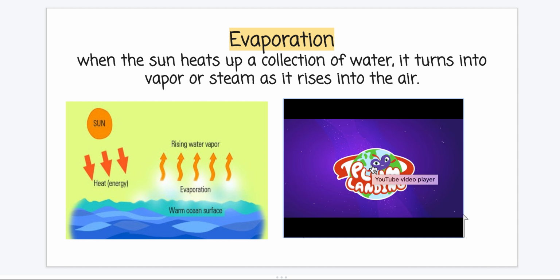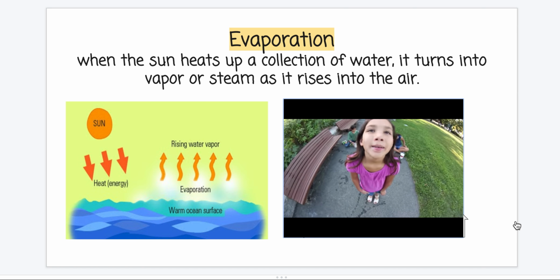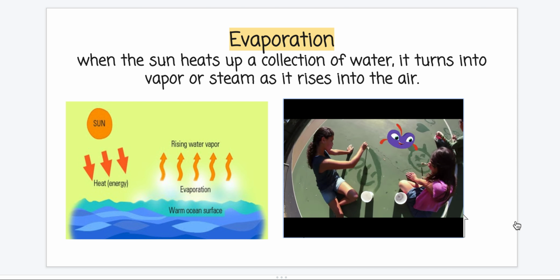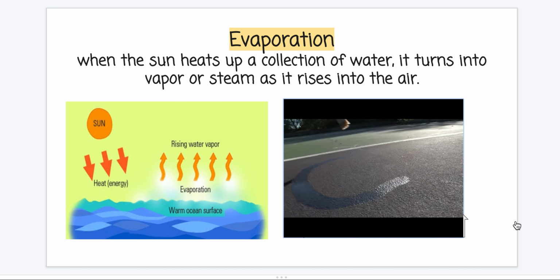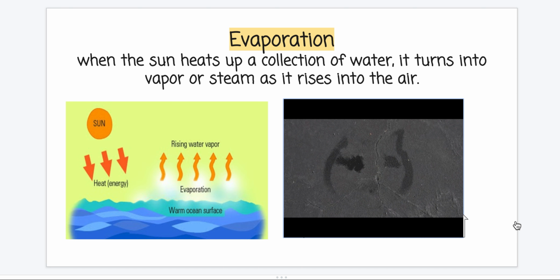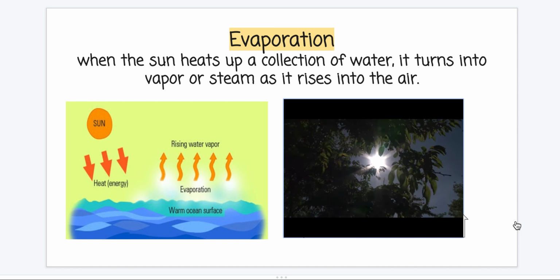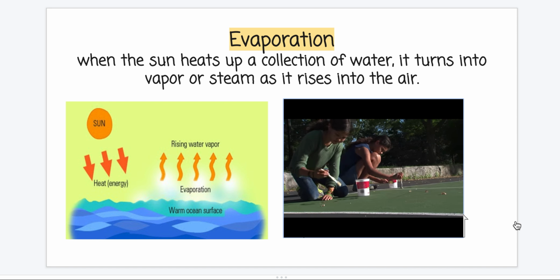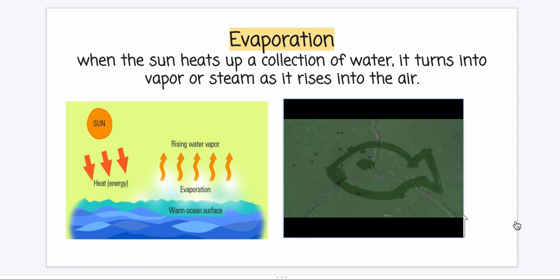Welcome to Plum Landing, Evaporation Station. We're on a mission for Plum. We want to show Plum what happens after you paint with water. I'm painting a cat. All the stuff that we're painting with water is evaporating. It's a pretty sunny day. Perfect for evaporation. We've noticed as we paint on the ground that it starts to evaporate in the sun. Now it's been 5 minutes and the fish is almost totally evaporated.